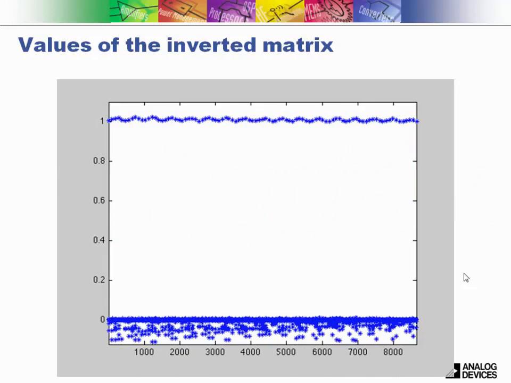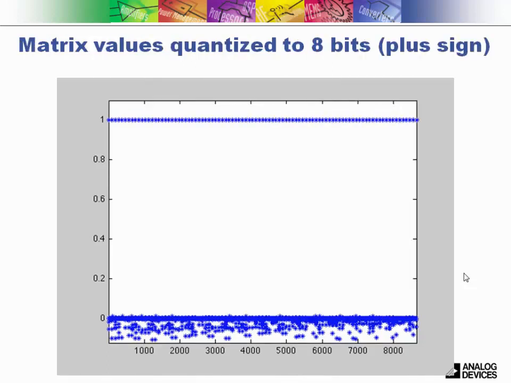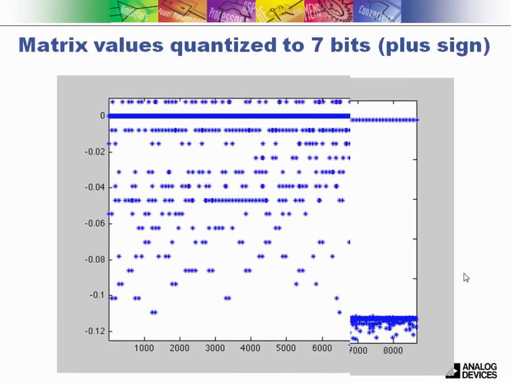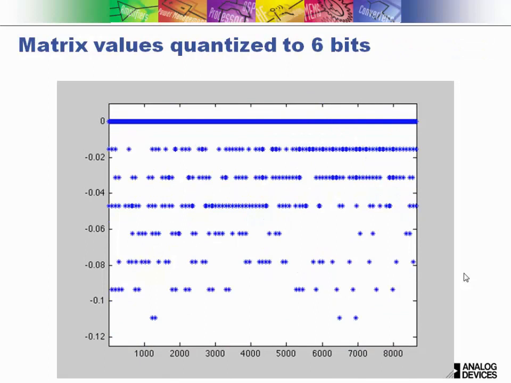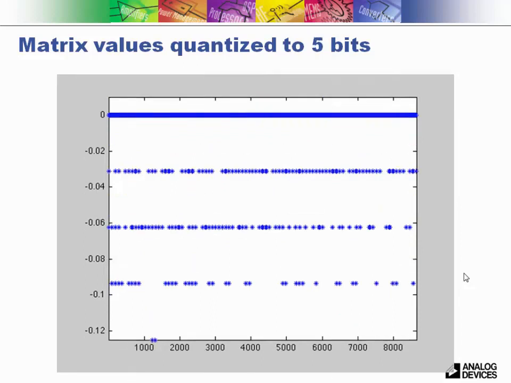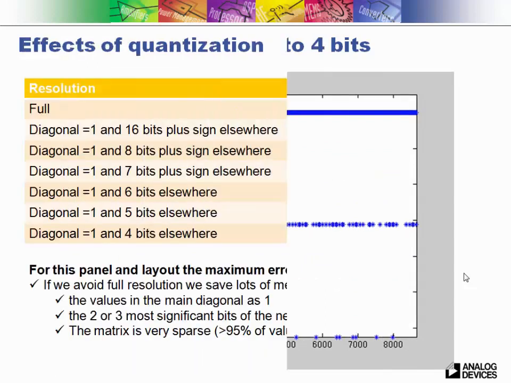Okay. This is the values of that matrix in a graphical form, all of them. When we simplify it to 8 bits, they're reduced, obviously, and we keep reducing that. When we go to 6 bits, the sign bit is lost. You don't need that anymore. Again, reducing that to 5 bits.